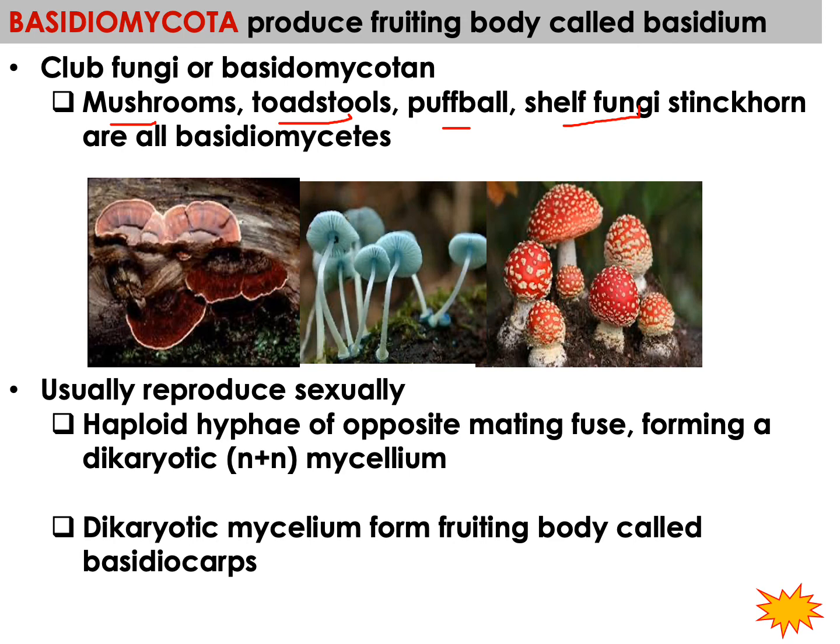Okay, they reproduce sexually, where haploid hyphae of opposite mating types fuse, forming a dikaryotic mycelium. And then the dikaryotic mycelium forms the fruiting body called the basidiocarp. Okay, basidiomycota, you have to remember, it will form the fruiting body called the basidiocarp.